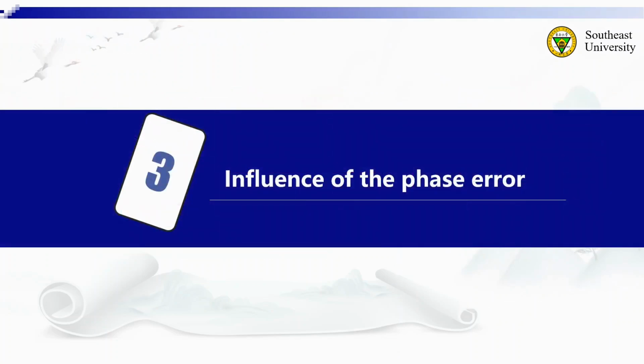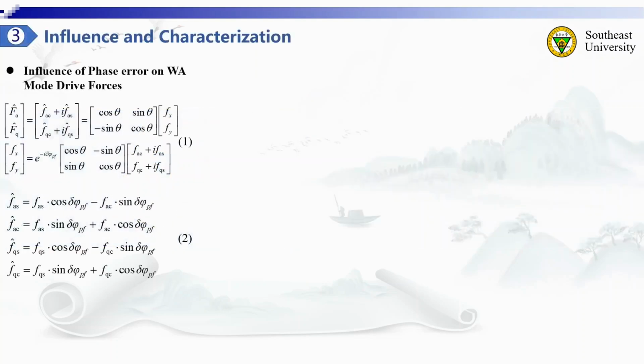The third part presents the influence of the phase error. Equation 1 shows the drive forces of the whole-angle mode when the phase error exists. By expanding equation 1, we obtain equation 2. It can be seen from equation 2 that the phase error causes coupling errors between the control forces of the whole-angle micro HRG.